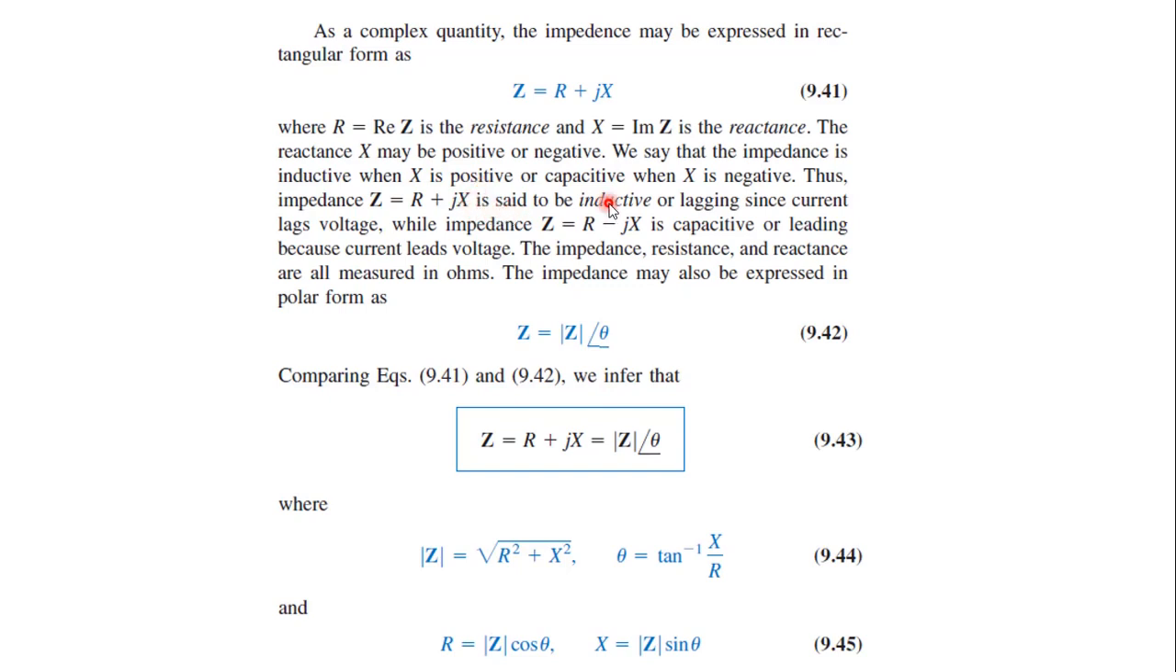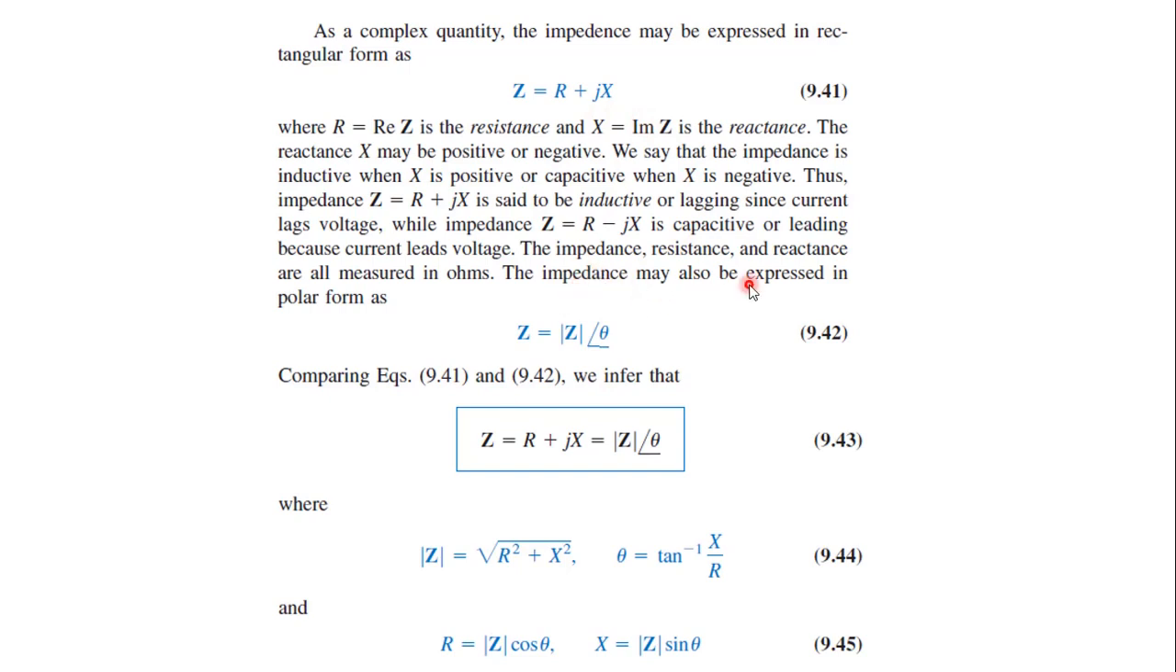So this is said to be inductive or lagging, since current lags the voltage. If Z is equal to R minus jX, then it is called capacitive impedance, because here the current will be leading the voltage. So to sum it up, impedance can be expressed as the sum of resistance and reactance.